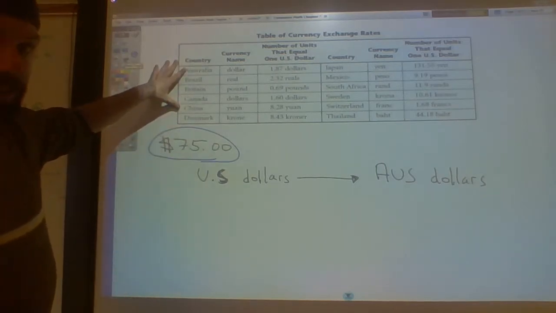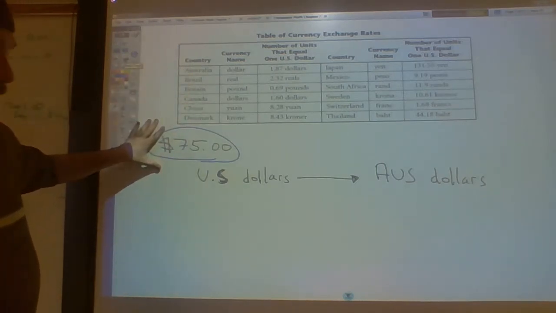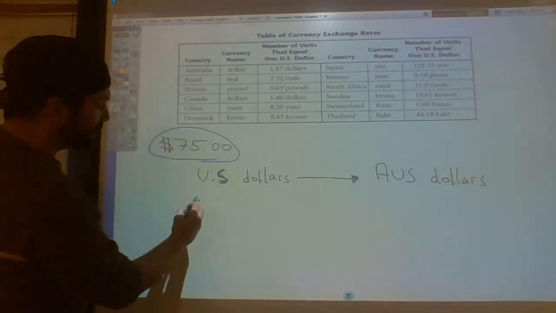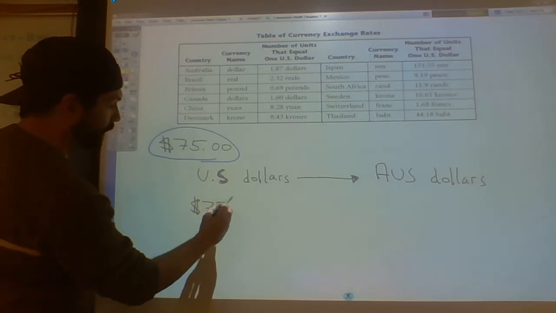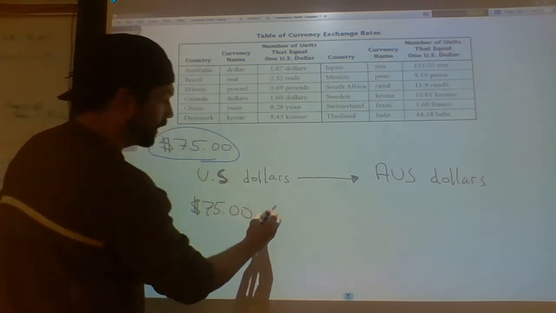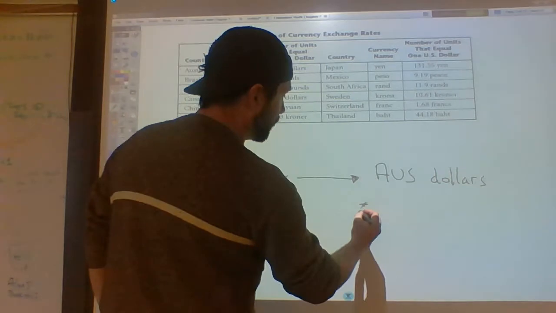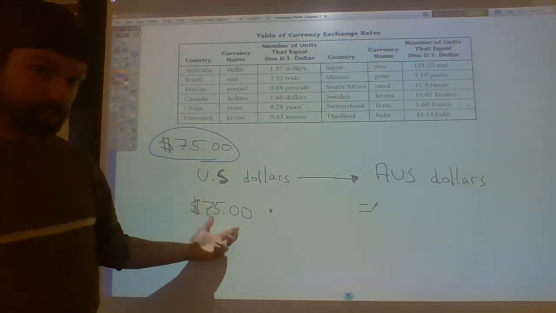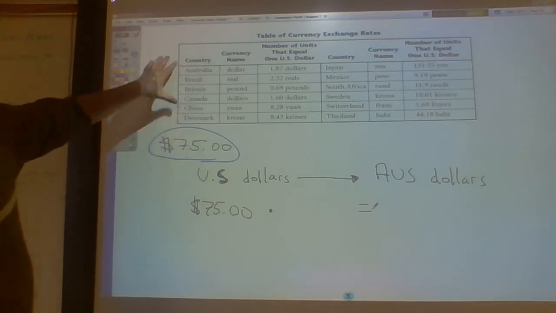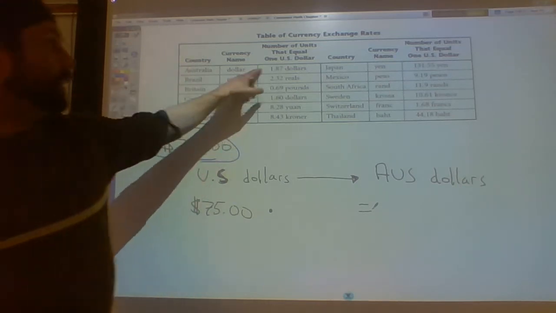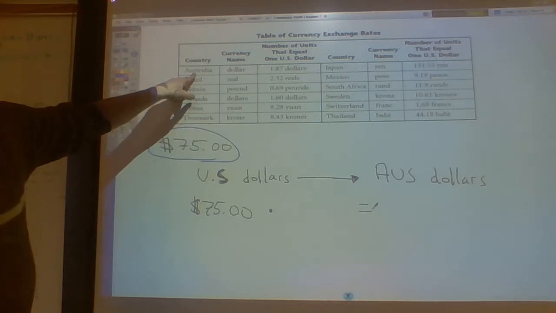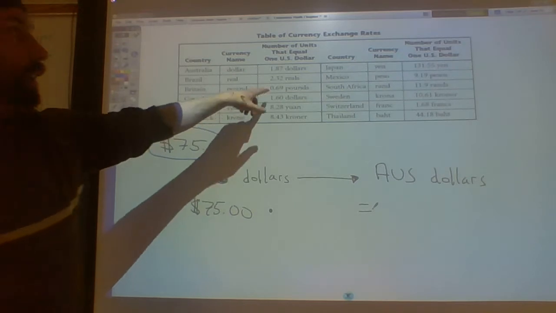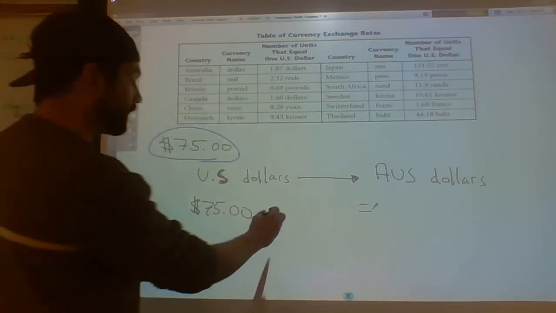Here's my exchange rate table, and we're going to start off with 75 bucks. So I'm going to say I got $75 American, and I'm going to Australia. I want to know, well, how much can I expect to get in return for my 75 bucks? Go up here and look at the table. Australia's first one right here. Their currency is also called a dollar. It's an Australian dollar. And the exchange rate is 1.87.